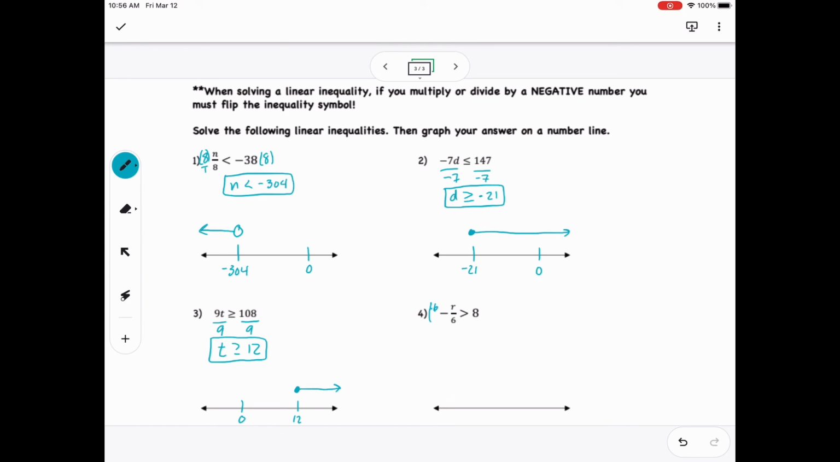And then for number 4, I'm going to have to multiply both sides by negative 6. That means I'm going to have to switch my signs because it's negative, so that makes it negative 48. So I'll find where negative 48 is, and then have an open circle, and everything to the left will be true.